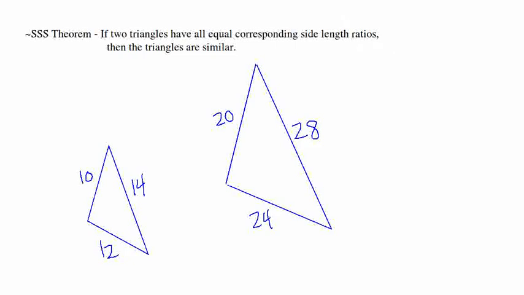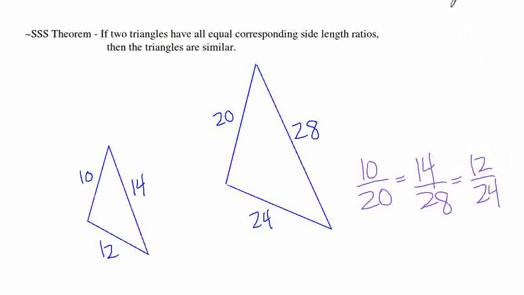So what are the corresponding side length ratios? Well, can you see that one of them is 10 over 20? And can you see that that's equal to another one, which is 14 over 28? And that's equal to the last one, which is 12 over 24. So they're all equal to a half. Okay? So the SSS theorem says that's sufficient to establish that the triangles are similar.